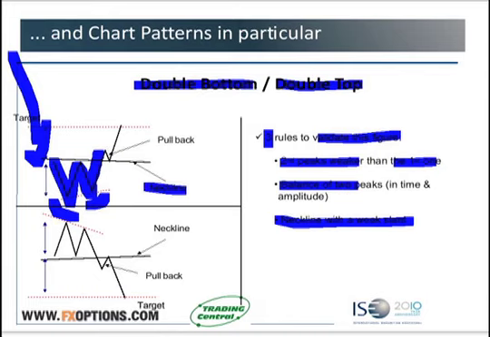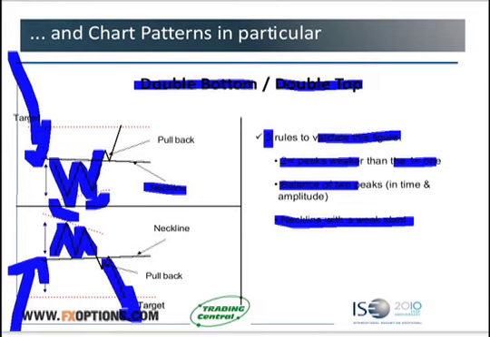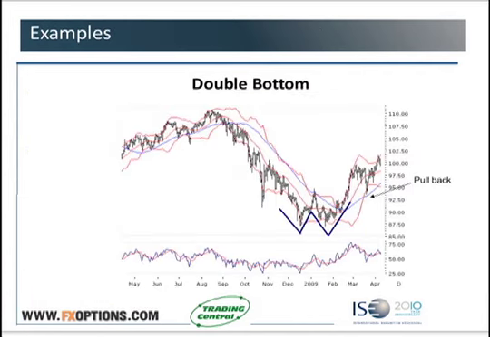This is exactly the opposite for the double top pattern. The initial trend is a bullish trend, and thanks to this double top figure, a new bearish trend is arriving. So let's see an example of a double bottom pattern.